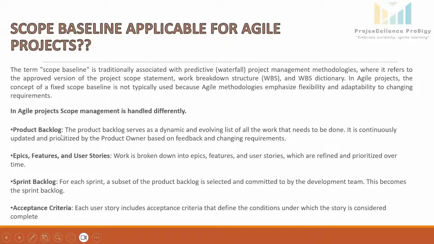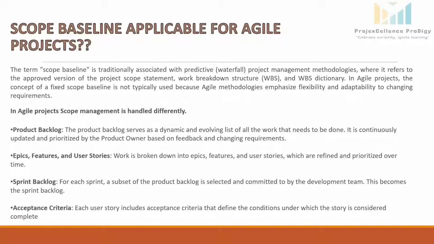There is product backlog. Instead of a project scope statement, there is a product backlog in agile projects. The product backlog is an evolving list of everything that needs to be done to complete the product. The product owner is responsible for maintaining and prioritizing the product backlog. It is updated continuously based on feedback from stakeholders or changes in market demands. This is the primary source of scope in agile projects.